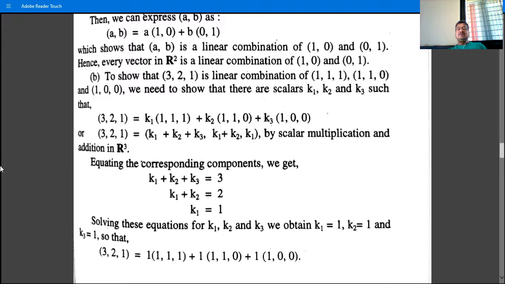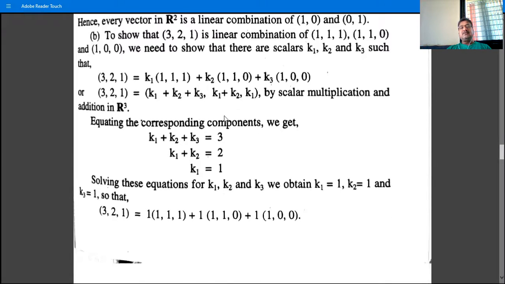Then we write the first sentence: let k1, k2, k3 be scalars such that ABC is equal to k1 (1, 1, 1) plus k2 (1, 1, 0) plus k3 (1, 0, 0). Then apply the definition of scalar multiplication and vector addition. We have the equations k1 plus k2 plus k3 is equal to a, k1 plus k2 is equal to b, and k1 is equal to c. So after k1 is equal to c, substituting in the above equation, we have k2 is b minus c, and similarly k1 as a minus b minus c, or another value.